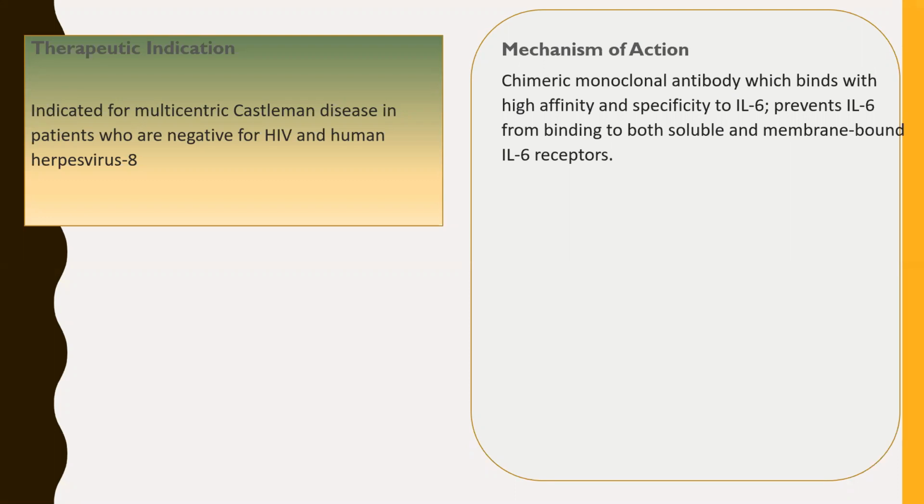8. Mechanism of action: chimeric monoclonal antibody, which binds with high affinity and specificity to interleukin-6, and prevents interleukin-6 from binding to both soluble and membrane-bound interleukin-6 receptors.